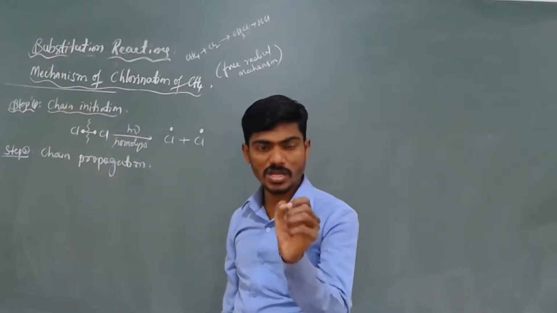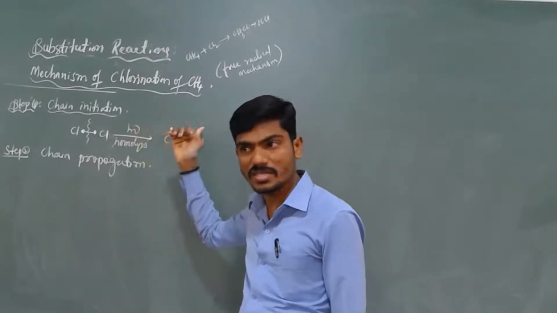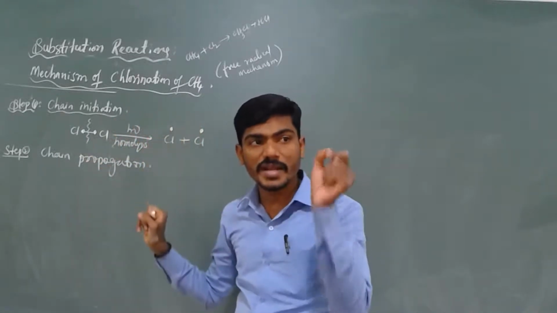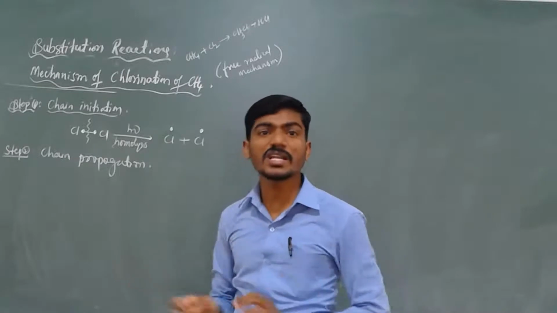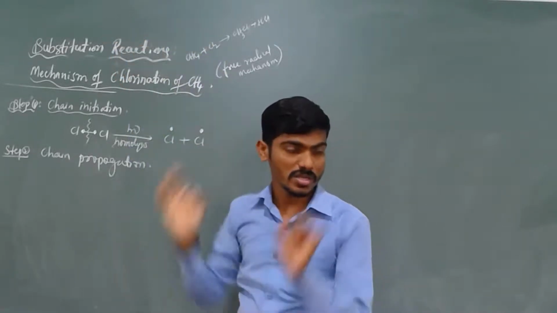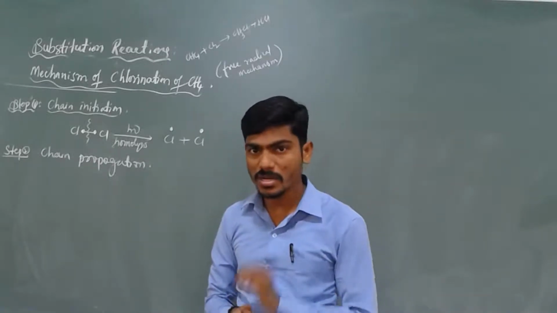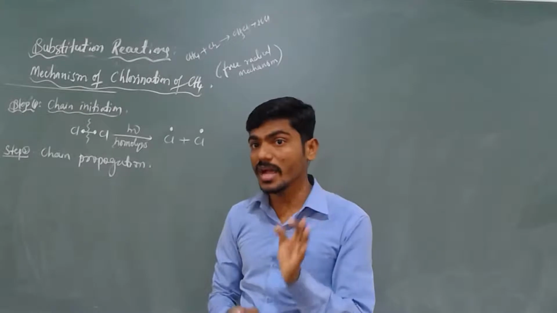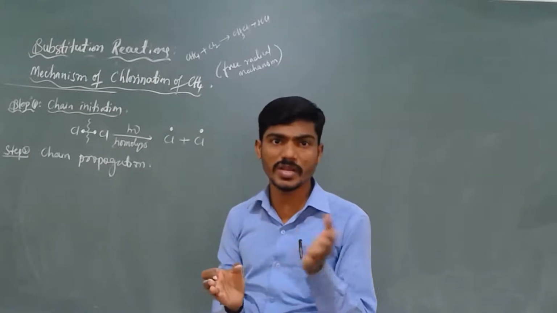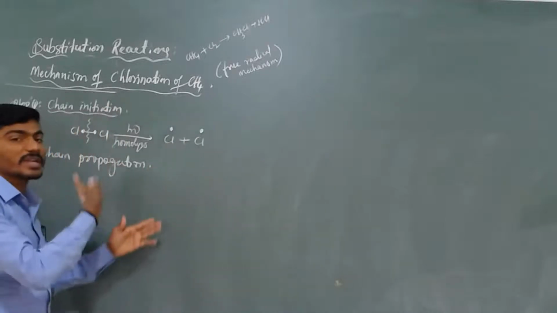In that reaction, how will the reaction proceed? Chain initiation: first, free radicals are generated in the reaction. These free radicals are reaction intermediates. Free radicals are highly unstable. Its lifespan is very short. They are highly reactive species, so they react with our reactant.